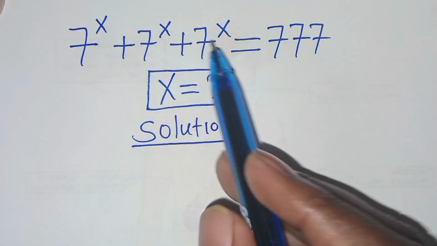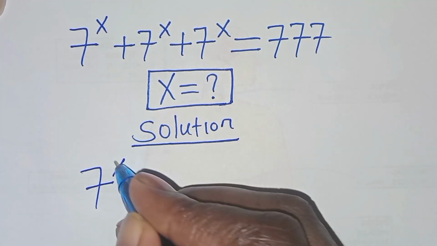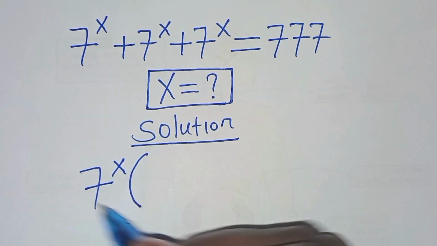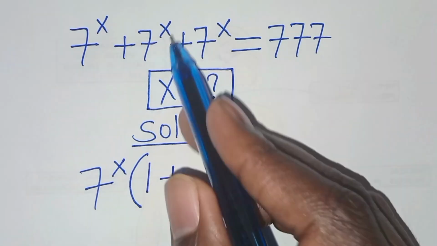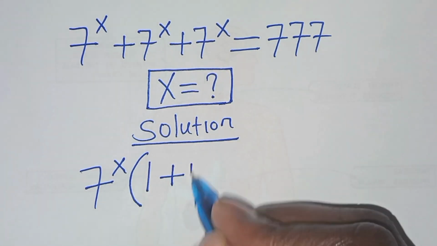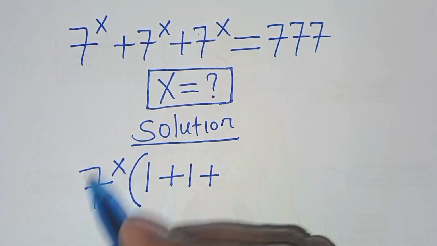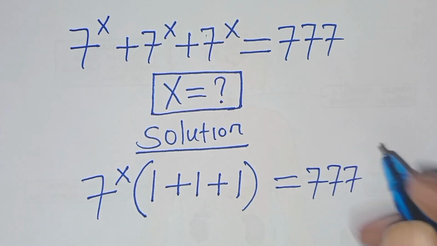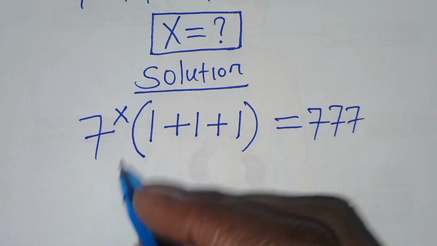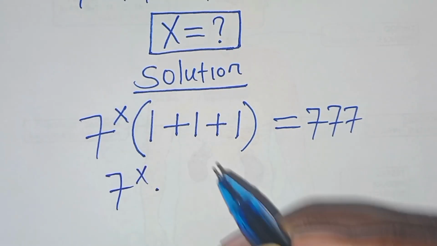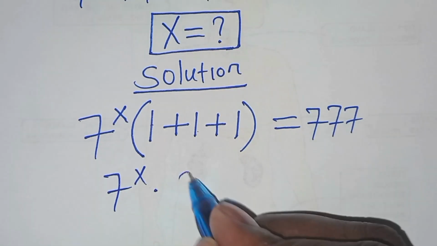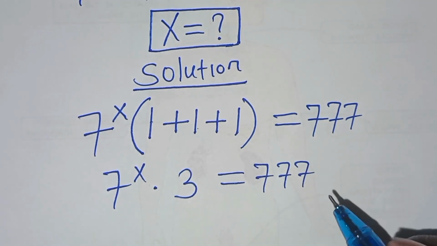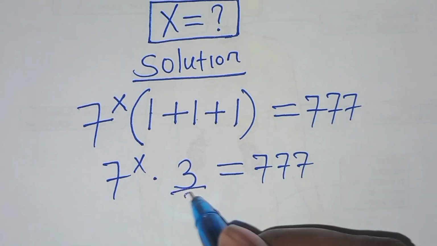In this equation, 7 to the power x is common, so we can factor out 7 to the power x. Then 7 to the power x divided by 7 to the power x is 1, plus 1, plus 1. This is equal to 777. So here we have 7 to the power x times 1 plus 1 plus 1, this is 3. This is equal to 777.